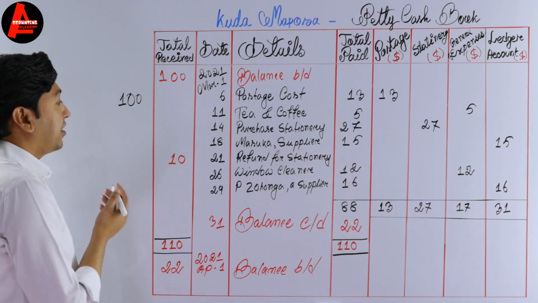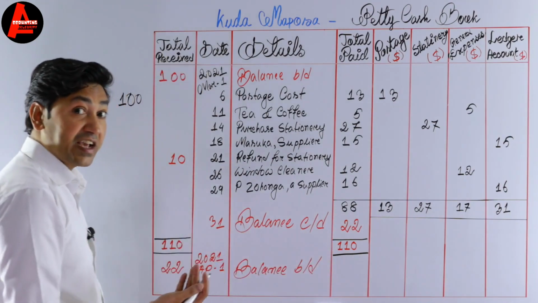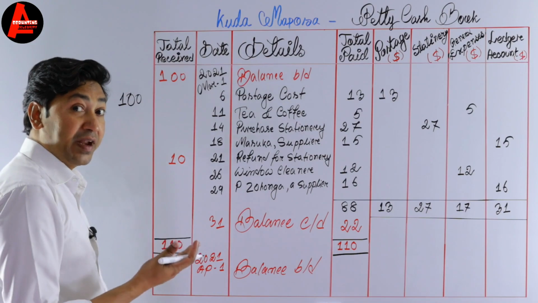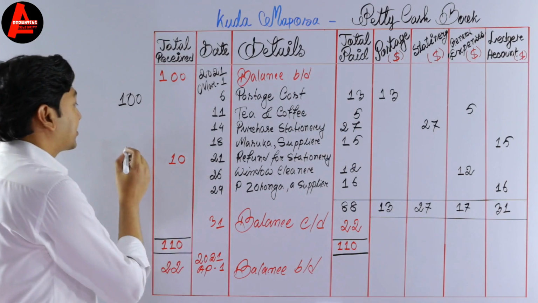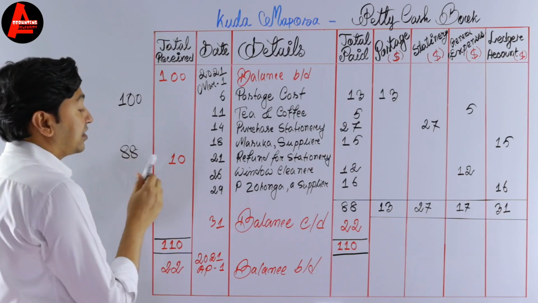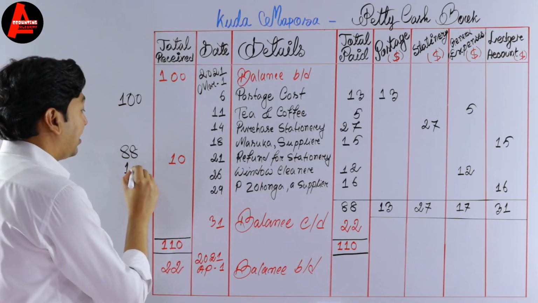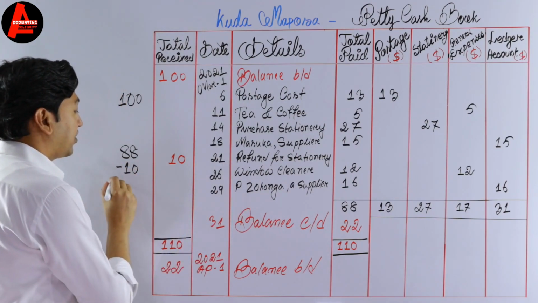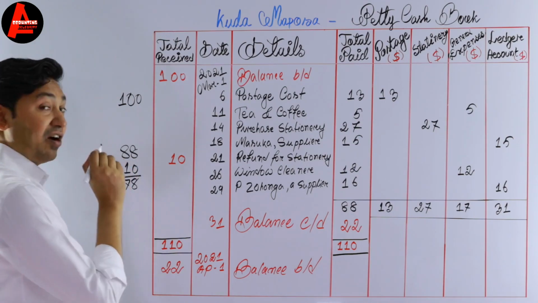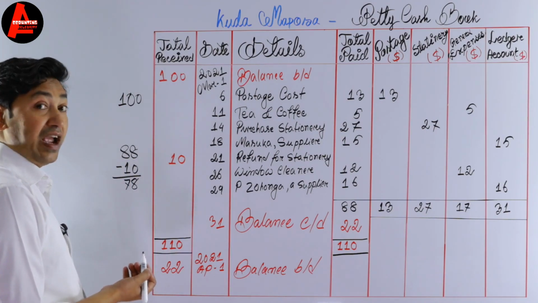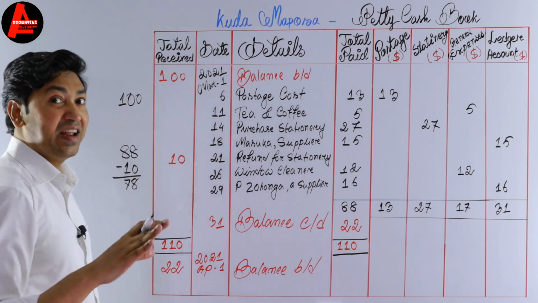Okay, so here this is the total amount of expense. Okay, so this expense will be restored by the petty cashier. Okay, but from this $88, the petty cashier got refunded $10. Okay, for stationery purpose. So this $10 will be subtracted. Okay, so here how much we have left here? $78. Okay, so this $78 will be received by the petty cashier from the main cashier.